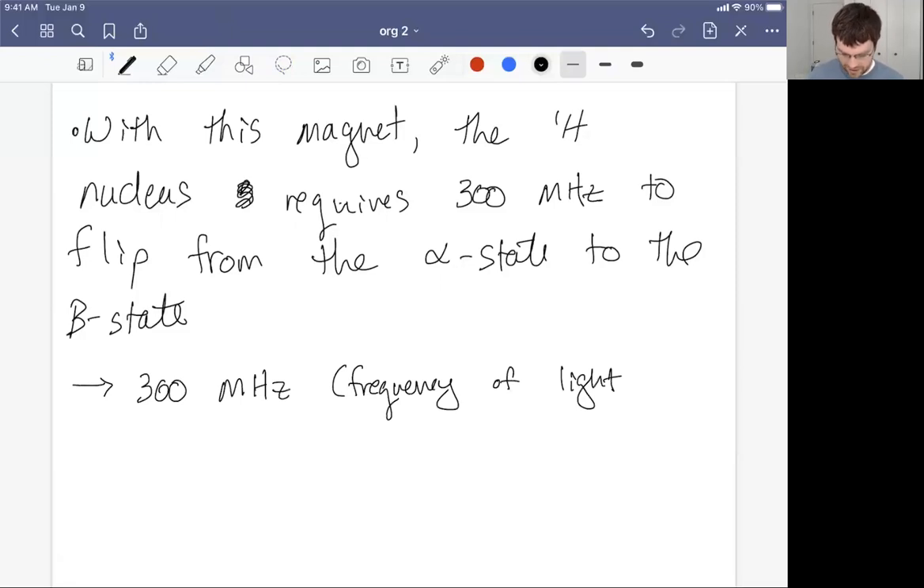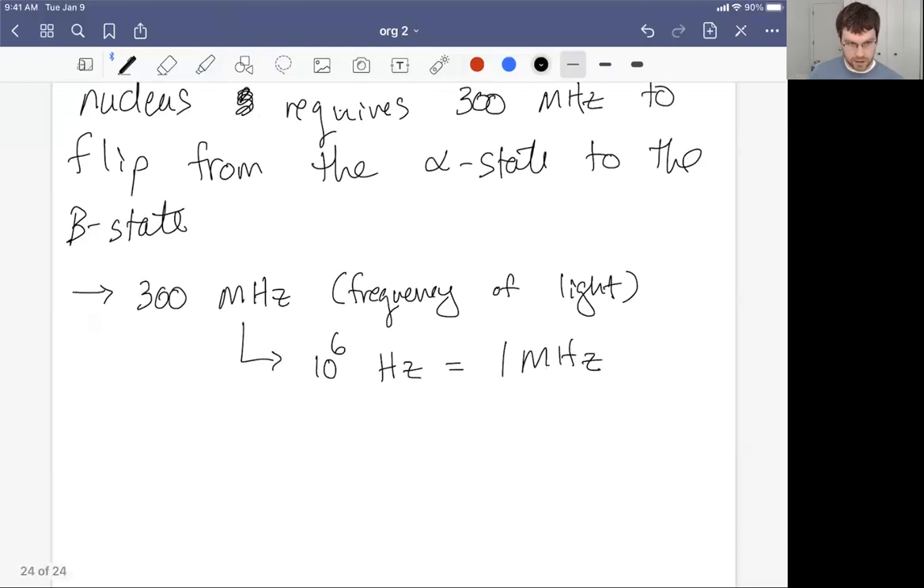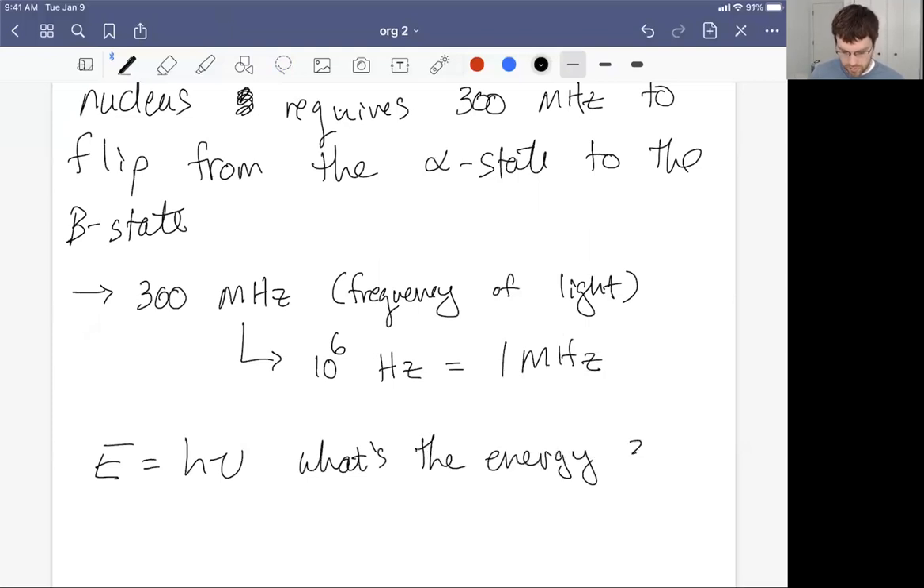But anyway, it's a frequency of light. Now, megahertz is 10 to the 6th hertz. Mega is just the standard SI prefix. Let's do a little bit of math. Recall that E equals h nu, where nu is the frequency of light, h is Planck's constant, and E is energy. What's the energy of 300 megahertz light?